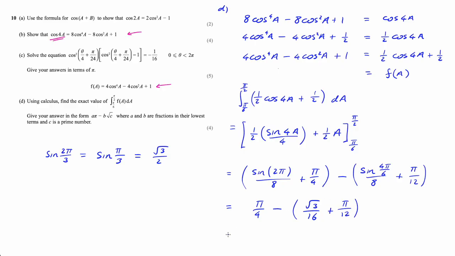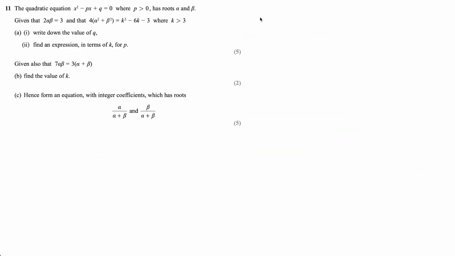Okay, and then we have pi over 4 minus pi over 12. That's 3 pi over 12 minus 1 pi over 12, which is 2 pi over 12, which is pi over 6. So that's pi over 6, and then minus root 3 over 16. Okay, easier than part C in my opinion, guys, but still difficult. Okay, that is question 10. Okay, question 11a.